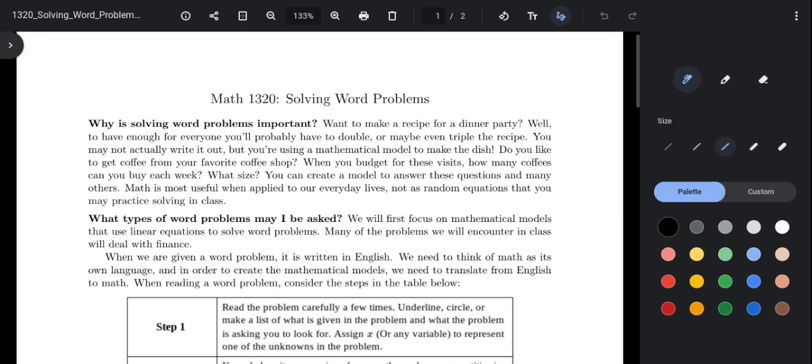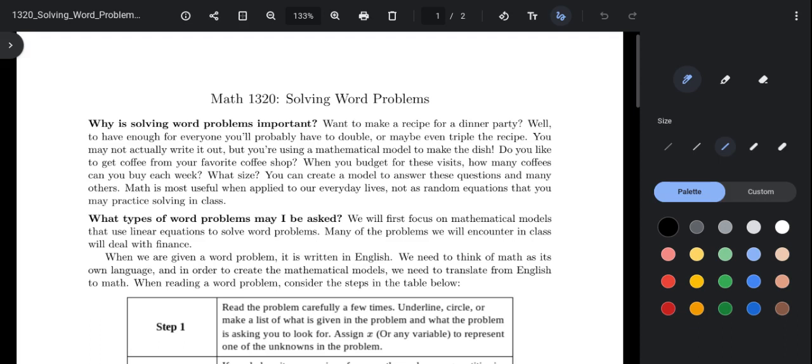So when we are working with word problems in this class, we're first going to be focusing on mathematical models that are using linear equations to solve our word problems. We have not yet talked about quadratic or rational or things of that nature. So in this section, we are only worried about linear equations. And in this class, we're going to be dealing with a lot of financial situations.